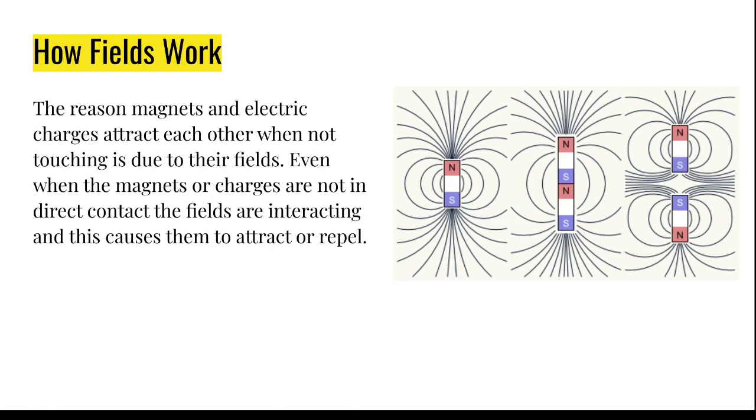Right? When you have an object that approaches the field lines, they don't need to be in contact with the magnet or the electric charge, right? Because these field lines are the things that make them move, attracting or pushing them away, right?